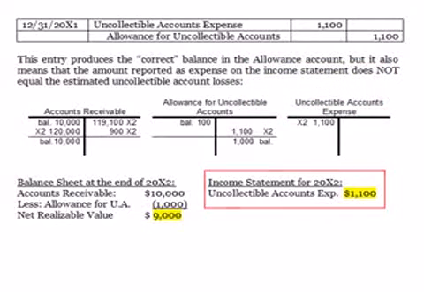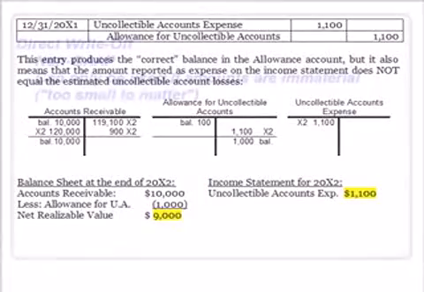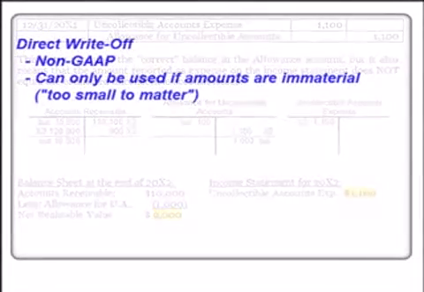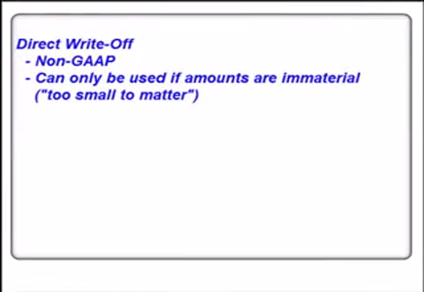Which of all these methods and approaches should the company use? Well, first, because direct write-off violates the matching principle, a company could only use it when it has a very small amount of receivables and account write-offs. In that case, the difference between doing it the right way, using the allowance method, and the wrong way, using direct write-off, will be too small to matter. The principle of materiality will apply, and the company can justify use of the direct write-off method based on materiality.